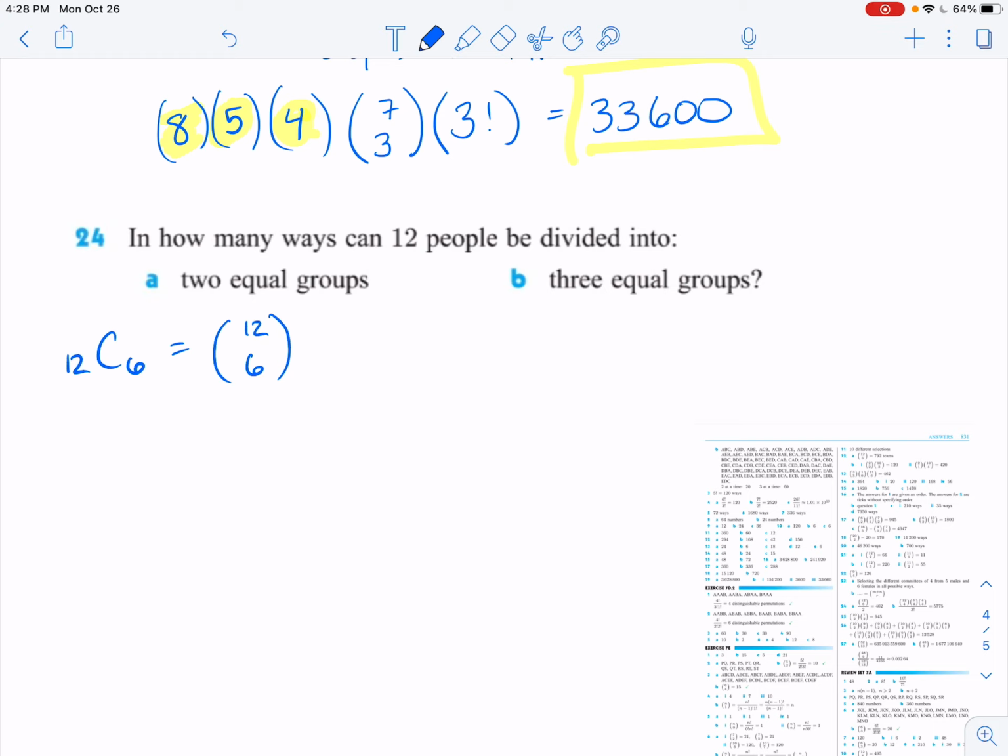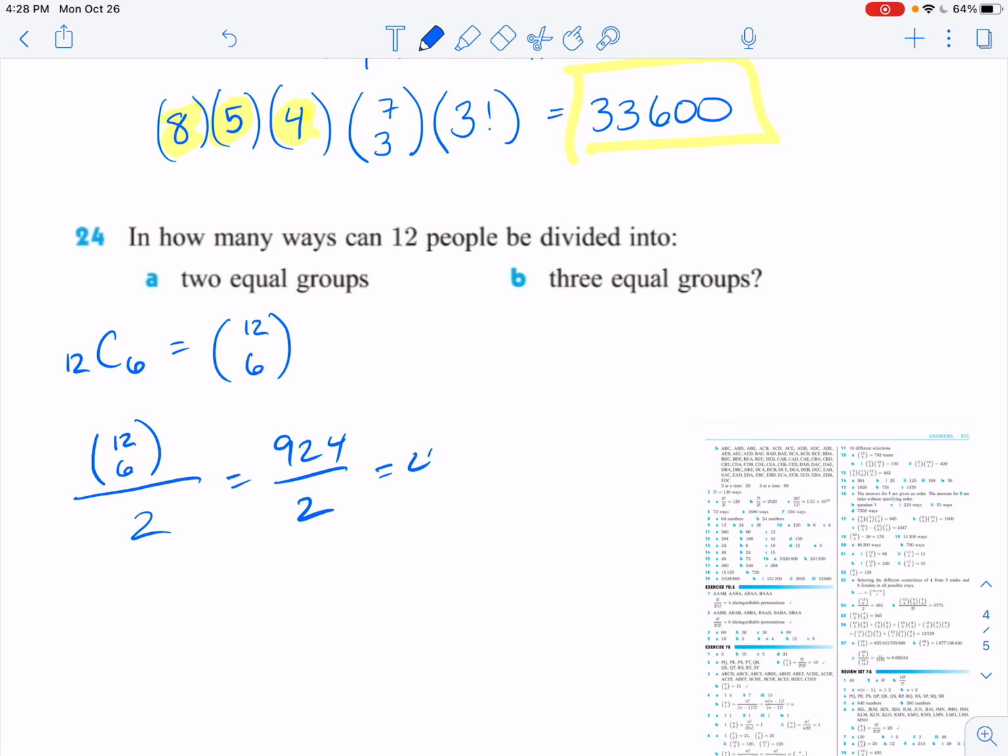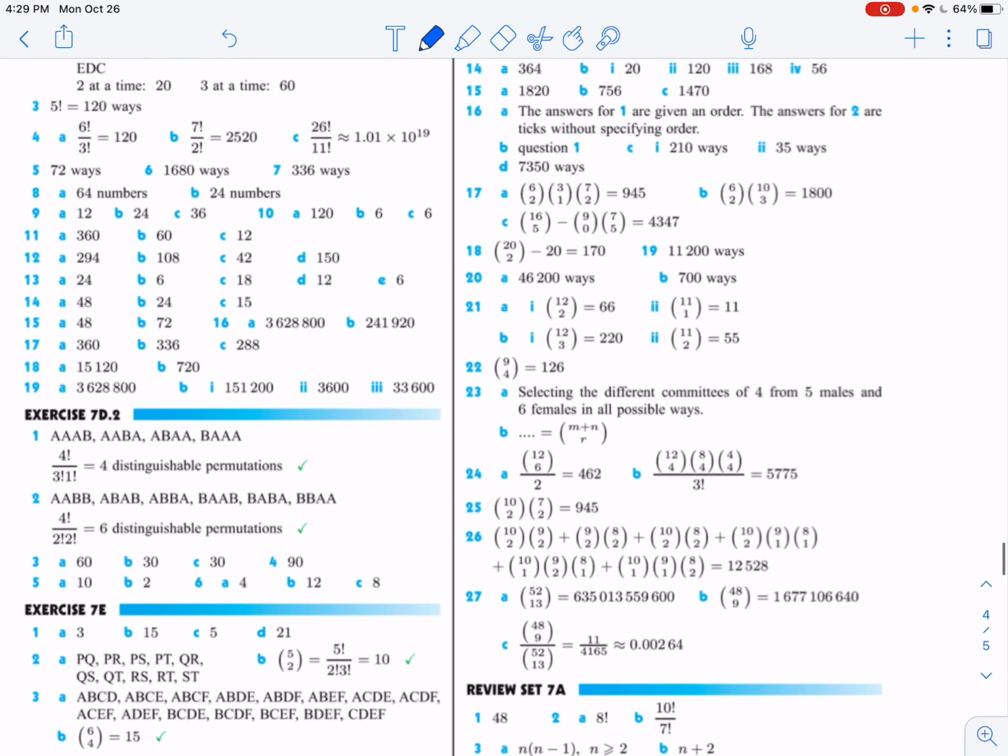So the book says 12 choose 6 divided by 2. I think that's because they could either be in group 1 or group 2. 12 choose 6 gave me 924, divided by 2 is 462. Is that the answer? I pulled the answers here.